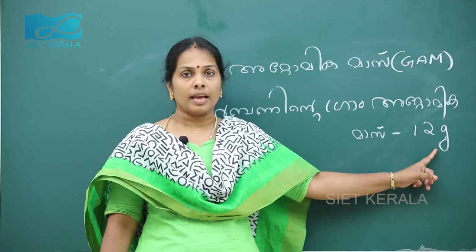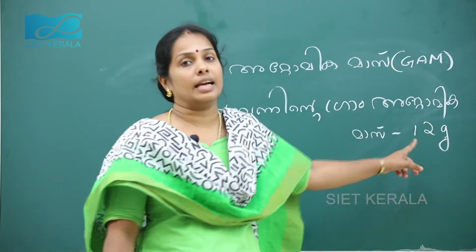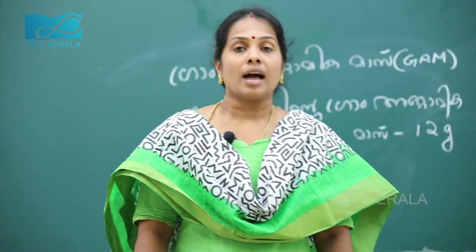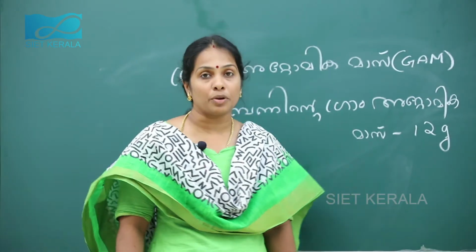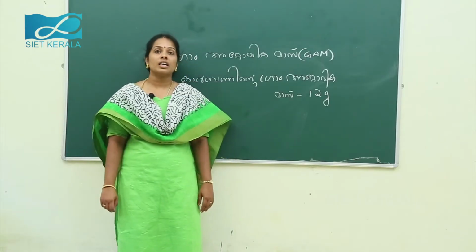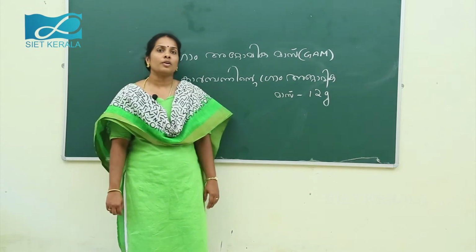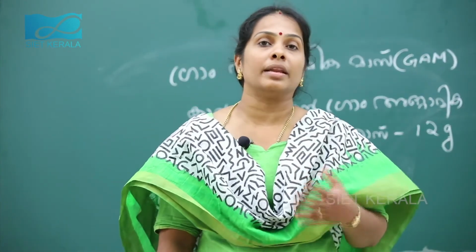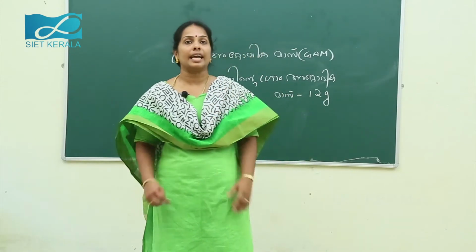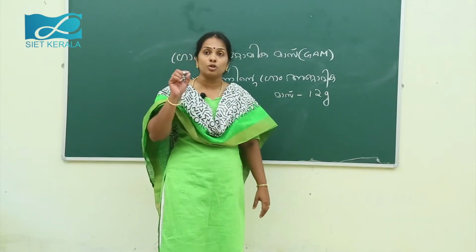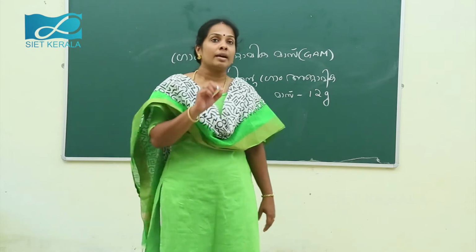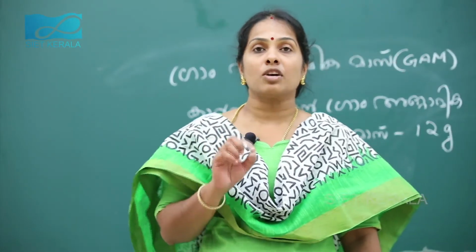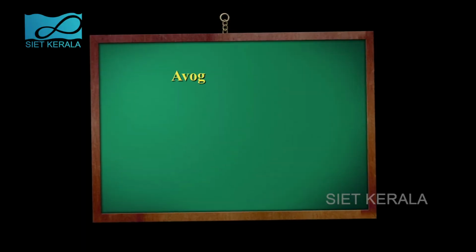For this calculation, we are using a new concept called Avogadro number. We all know that 1 dozen is equal to 12 numbers and 1 pair is equal to 2 numbers. In the same manner, we use Avogadro number. For each element, 1 GAM consists of 6.022 × 10^23 atoms. This number is called Avogadro number and is denoted as Na.